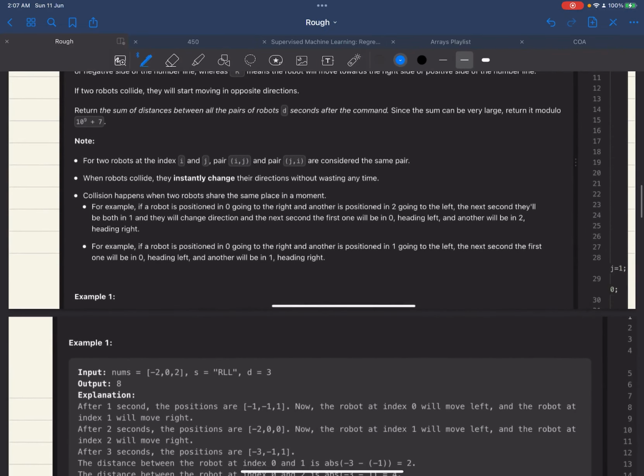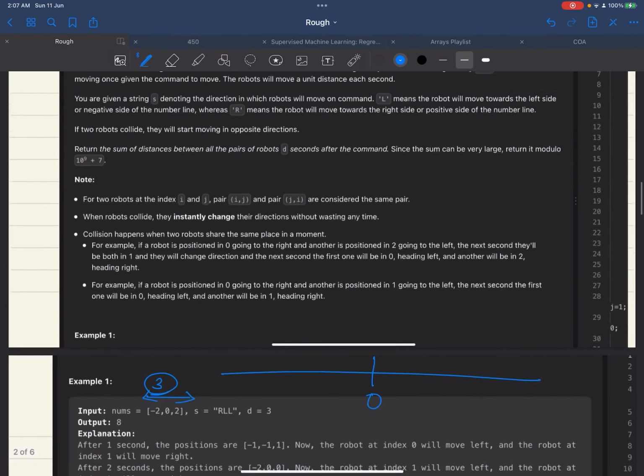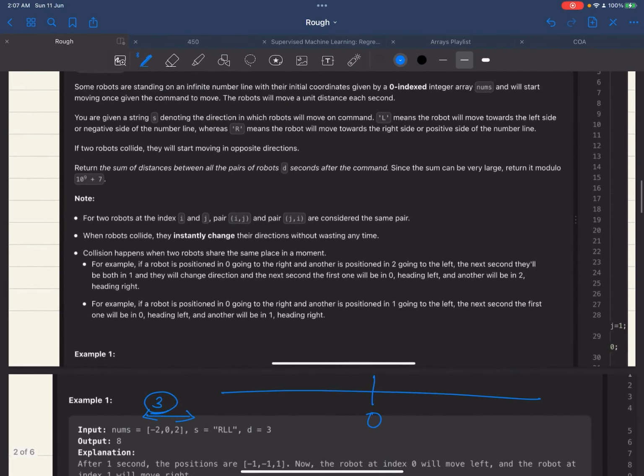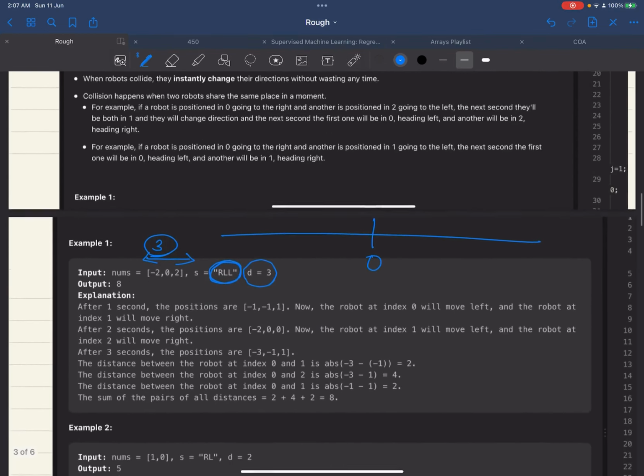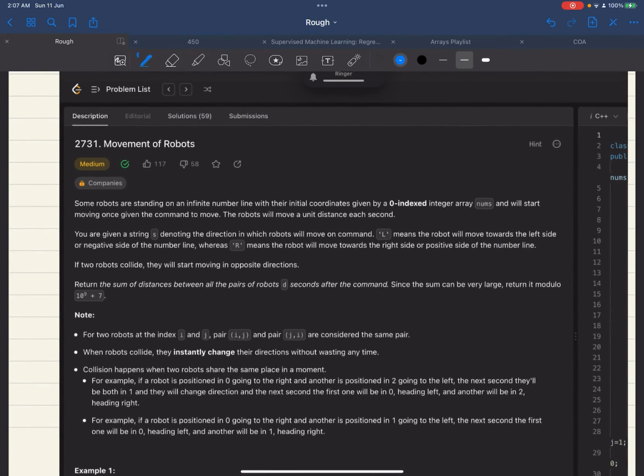So there are this many robots on an axis, and you have to move the robots based on this string, in unit distance. You have this many seconds, and each second every robot will move with its respective command. Also, they have mentioned that if robots collide, they'll start moving in the opposite direction.